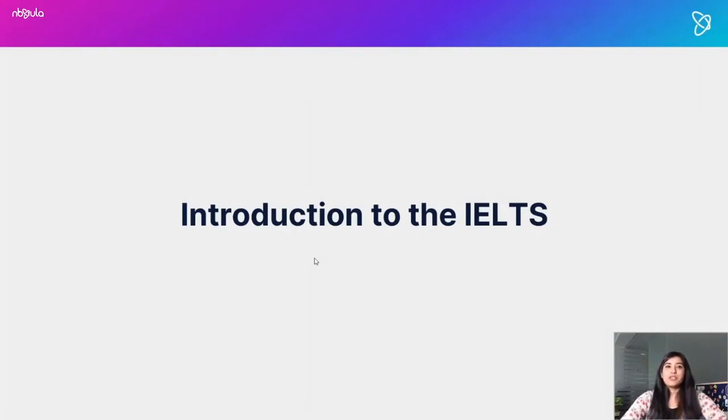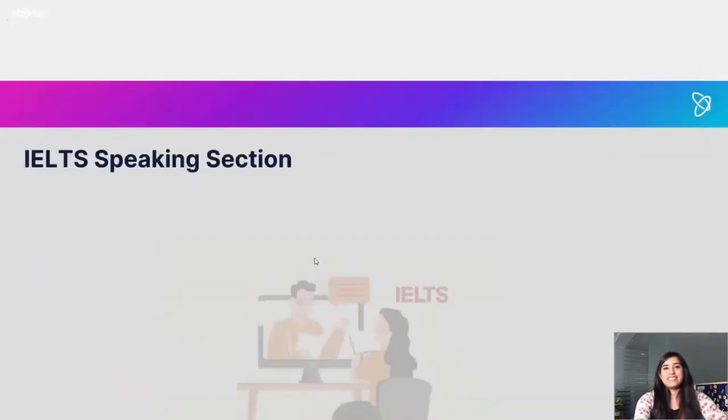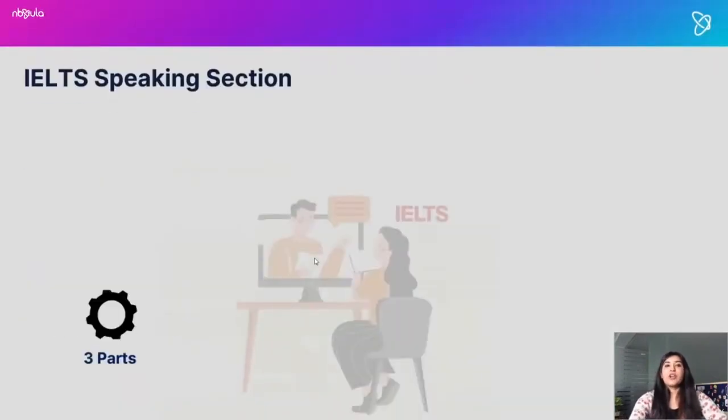This test tests your 4 language skills, which are reading, writing, listening, and speaking. And today we'll be looking at the speaking section. There are 3 parts to this section: part 1, part 2, part 3. Today we'll be looking at part 1, as the introduction comes into part 1 of this exam. The total time for the speaking section is 11 to 14 minutes, and ideally, part 1 will last for about 4 to 5 minutes.